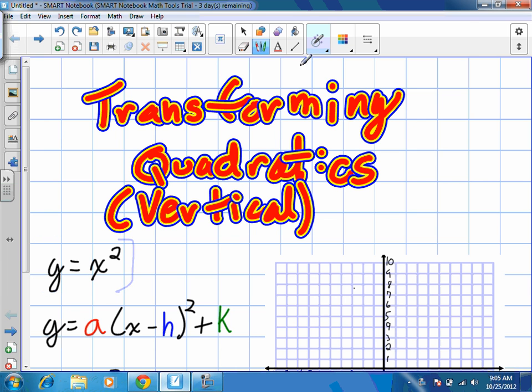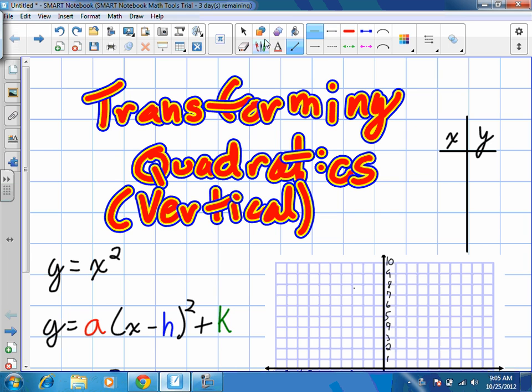Now, we could do this by a table. Okay, we make a quick table on the side here, and we can plug our values in. These would be our x's and our y's. Okay, and we can plug in some values. We'll start at -2, -1, 0, 1, and 2. These will be the x values we'll plug in. I'm going to do this quickly.